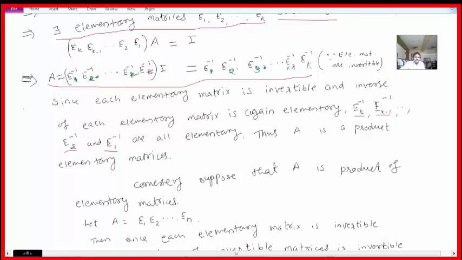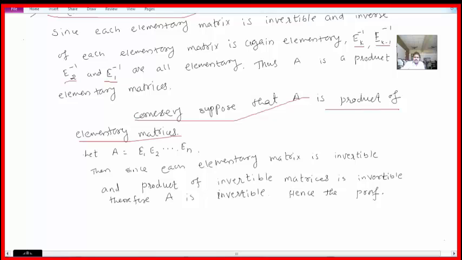Conversely, we have to suppose that A is a product of elementary matrices. So suppose A is a product of elementary matrices, that is A is equal to E1 E2 and so on up to Ek. Each of these is an elementary matrix, and each elementary matrix is invertible, that is E1, E2 and so on, Ek are invertible.